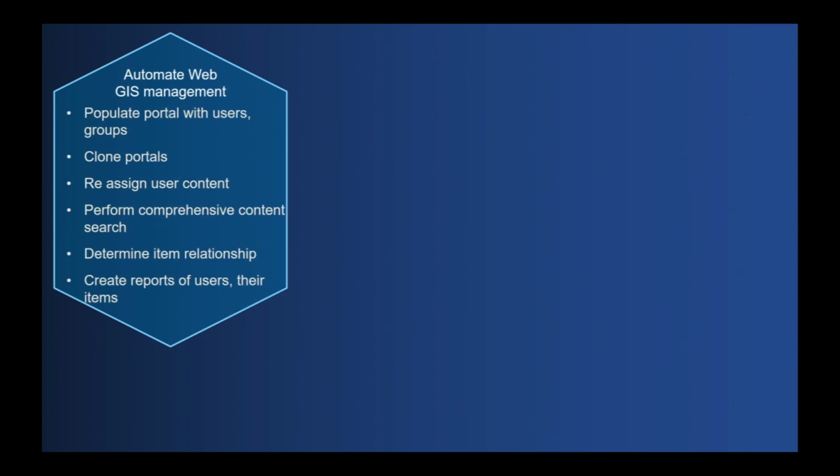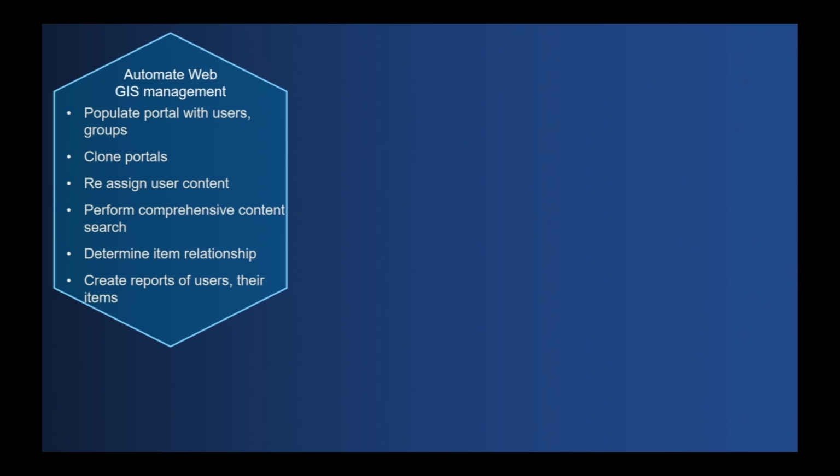So let's talk about automation of Web GIS. First and foremost, you can populate portal with users and groups, right? Without having to manually create it. We'll show you an example of that. You can clone portals. So let's say you have a production application that you don't want to touch, right? And you have a staging one where you want to mitigate the hits on your production. Well, you can grab your content from your staging and push it to production, right?